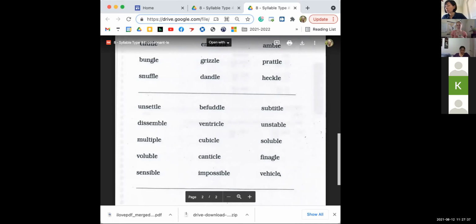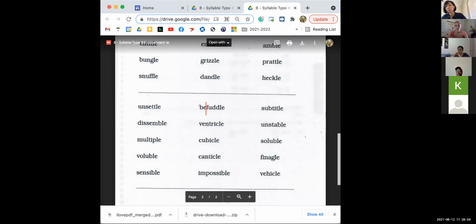Okay, how are you feeling about the consonant LE syllable type? I have a question. How do you pronounce this word, befuddle? Befuddle. So let's remember our rules for syllable division.